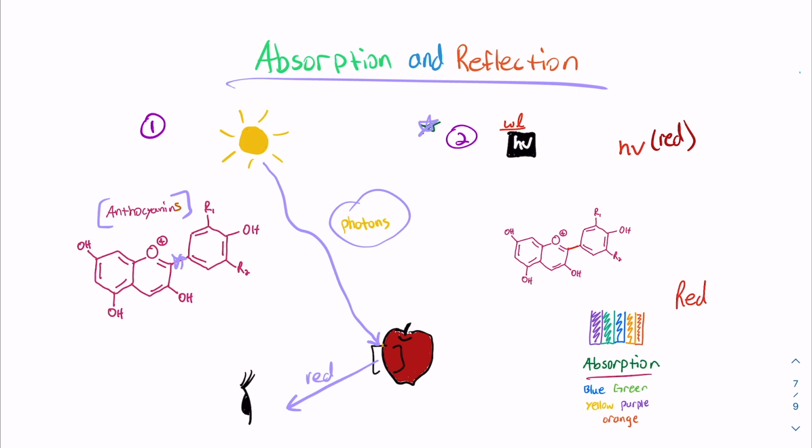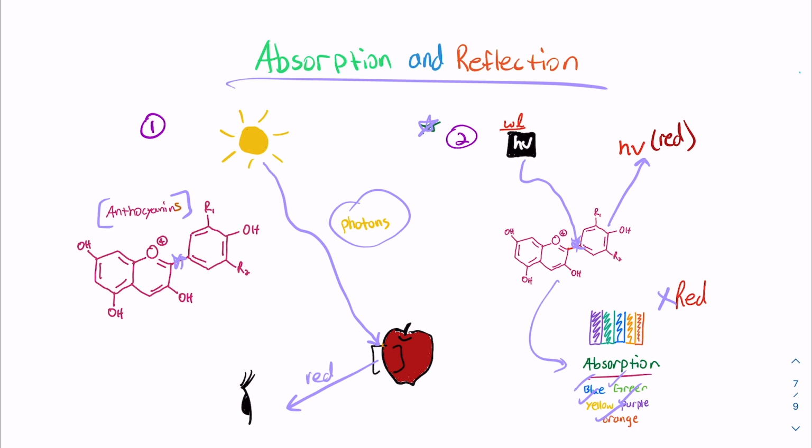So let's go to number 2. Here's what happens when white light hits anthocyanin. Something interesting occurs. Anthocyanin absorbs blue light, green light, yellow light, purple light, and orange light, but it does not absorb red. So what happens is red is reflected back at our eyes. That's the only reason why this apple has color. That's the only reason why anything has color. It's about the way the photons hit the object and then bounce off the object into your eye.